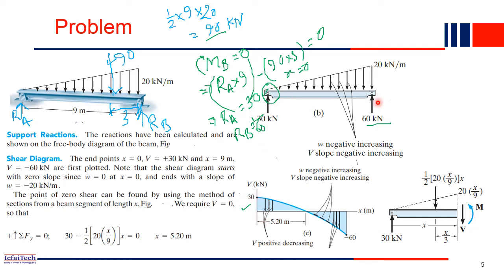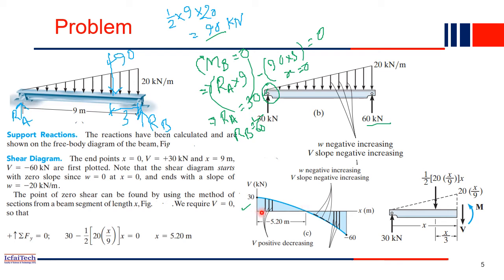Next, when x equals 9, at this point, what is the shear force? The shear force at this point will be 60, which is acting on the right side of the section. Upward on the right side means it is negative. That's why minus 60 is acting at this point. Now you simply draw a parabolic line. It crosses the axis at some point, and at this point the shear force is actually zero.